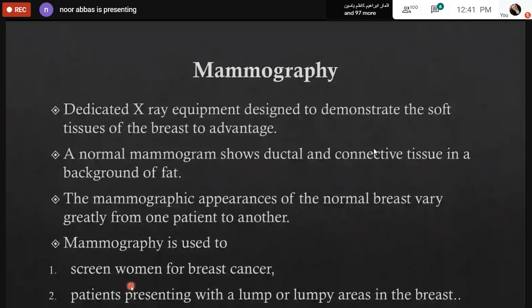Breast density categories: almost entirely fatty, scattered fibroglandular densities, heterogeneously dense, and extremely dense.